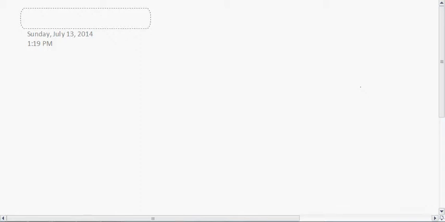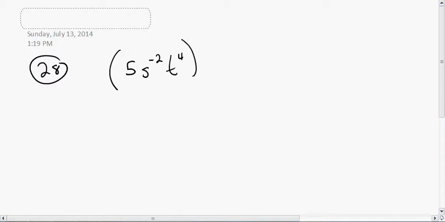Let's do some more examples of using these various exponent rules, including negative exponents. I'm just taking things from the even problem sets on page 91. Look at number 28. Number 28 would like us to simplify (5s^-2 t^4)^-3.